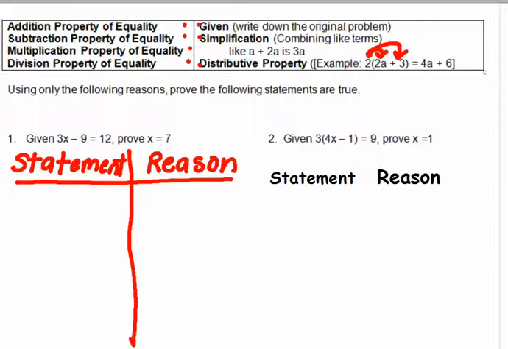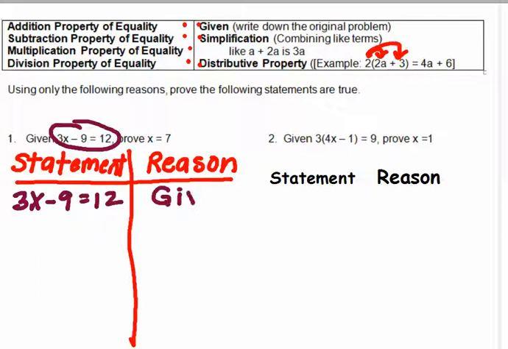So, of course, the very first thing I'm going to do is I'm going to write 3x minus 9 equals 12, because they gave it to me. So it is my given. I love that one. It's my favorite. Okay.